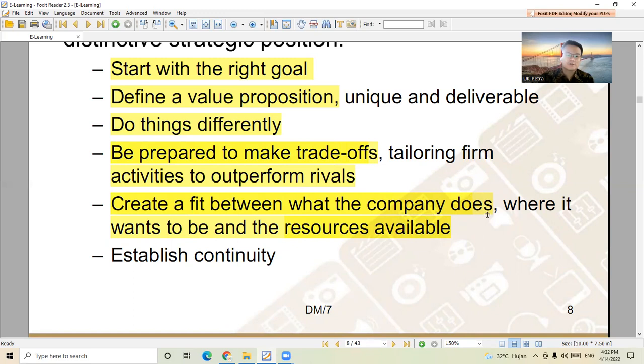Don't do, for example, where you want to do a lot of things, but you don't have any resources, right? In the end, it may fail.